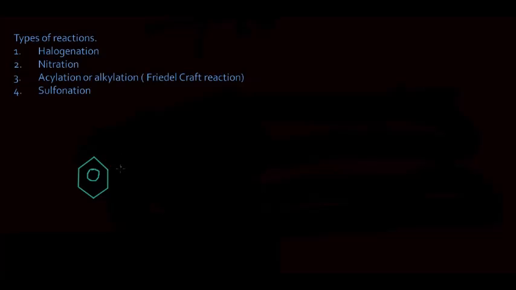Let's start with the first reaction of benzene, halogenation. Suppose we want to add chlorine halogen to the benzene, we need the reagent chlorine. But along with the main reagent, we need a catalyst also, say aluminium chloride. If we want to add bromine reagent to the benzene, we have to take the catalyst as aluminium bromide, that is AlBr3. In place of aluminium chloride, we can also take some other catalyst like iron chloride, zinc chloride.